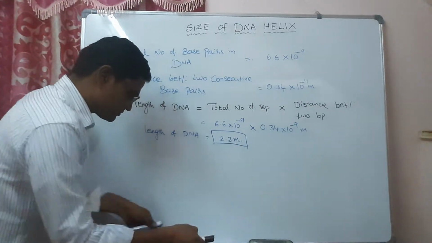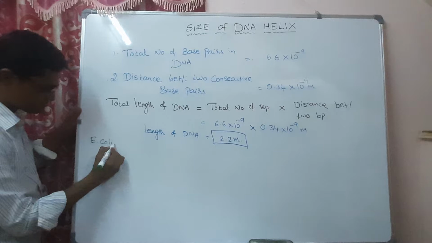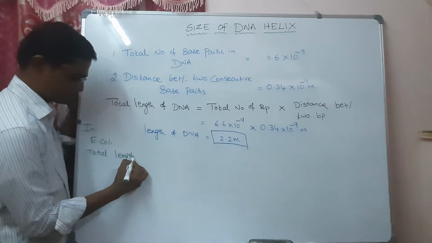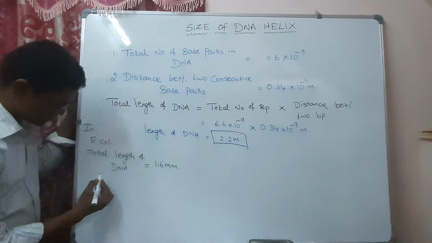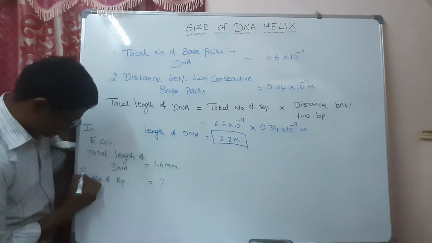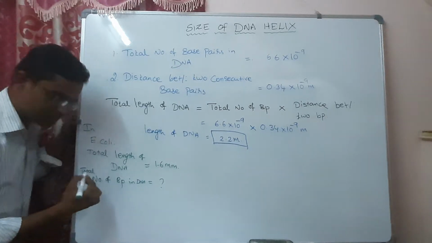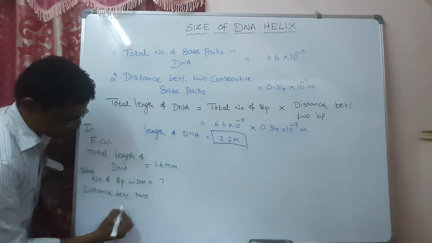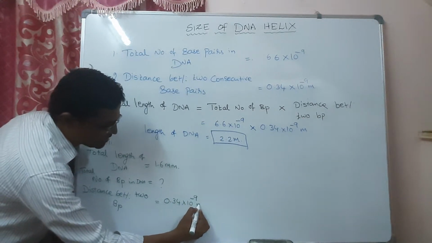Suppose in E. coli, you know about E. coli, the total length of DNA is equal to 1.6 millimeter. So, what is the number of base pairs? The total number of base pairs in DNA is equal to what? Then next we know the standard value. The distance between two base pairs is equal to 0.34 into 10 to the power of minus 9 meter.